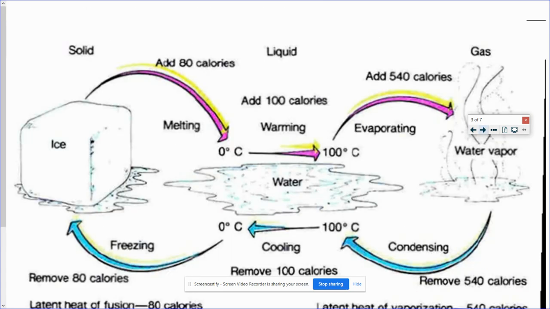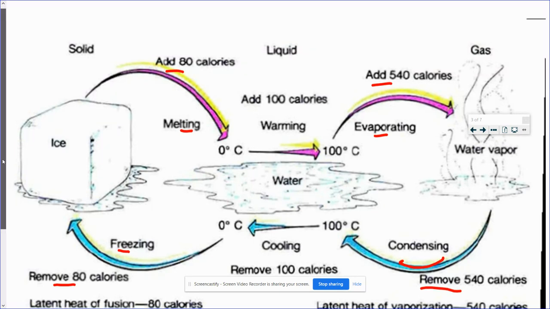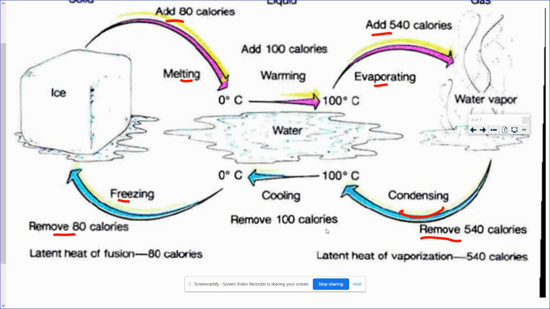So we had seen a diagram like this before. When you're melting versus freezing, freezing would be you are removing that much heat, versus melting, you're adding. And the same thing with evaporating or vaporizing, you're adding to evaporate, whereas when you're going back the other way, condensing, you're removing that much heat. So again, the heat of fusion is how much heat it takes to melt it, and the heat of vaporization is how much heat it takes to vaporize it.